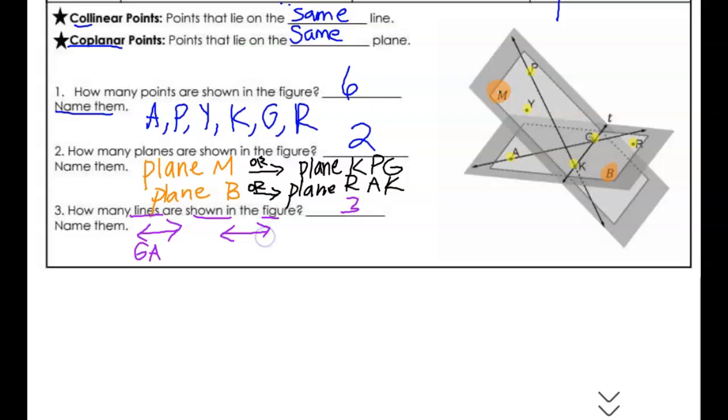What's another line? Let's do this one. PK, or KP. Okay. And then the third line, this one, I mean GK. GK or AG. KG. So GK or KG. Or, what's the third one? Third line.